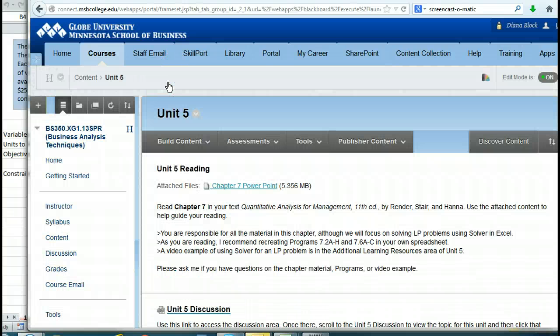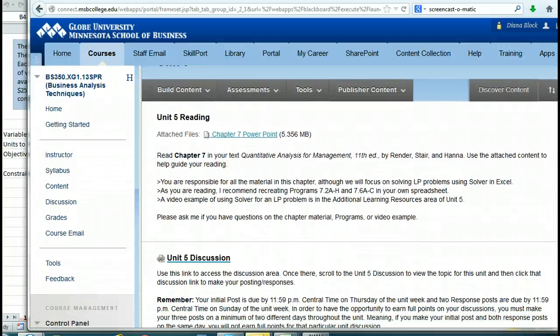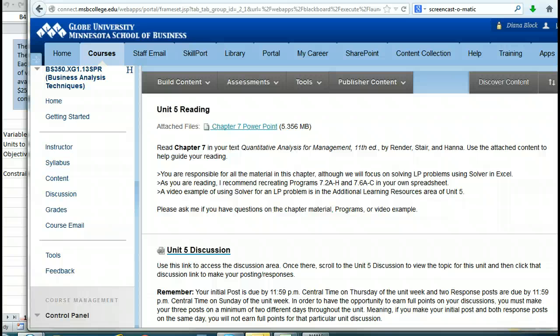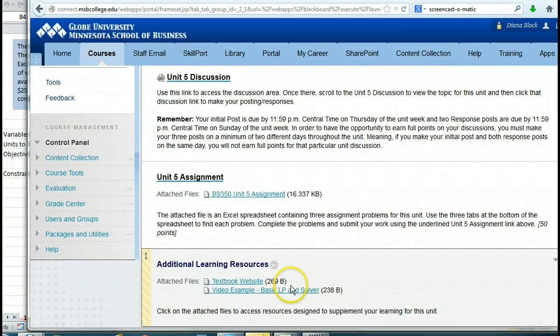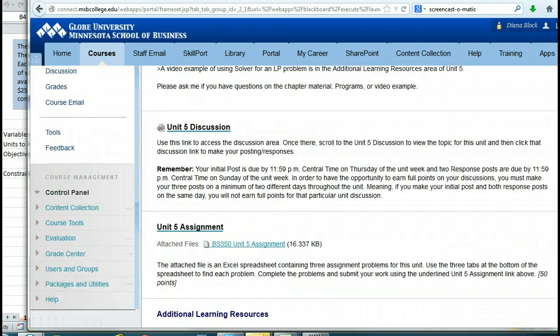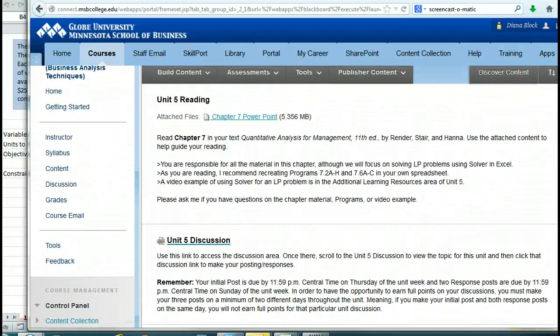Unit 5 covers Chapter 7 in the textbook. So read through Chapter 7. Keep the PowerPoint with you as well. I also highly suggest that you go through this video example that's in the additional learning resources. This will allow you to watch someone live walk through a full linear programming problem using Solver. So I'd encourage you to view that video before you get started on the problems for your homework.